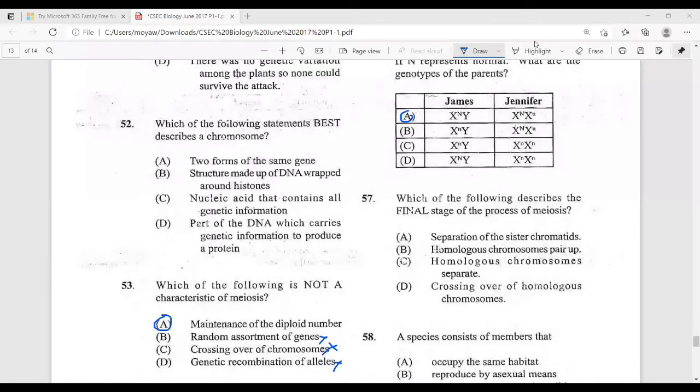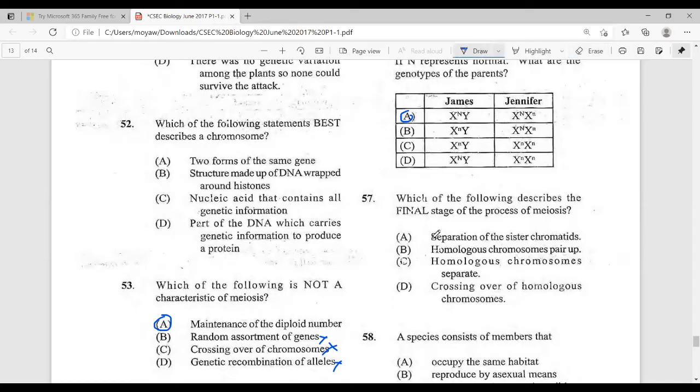57. Which of the following describes the final stage of the process of meiosis? So we have A, separation of the sister chromatid, B, homologous chromosomes pair up, C, homologous chromosomes separate, D, crossing over of homologous chromosome. So just looking at this, I think everybody should have picked up that crossing over does not happen in the final stage. So that should be out.